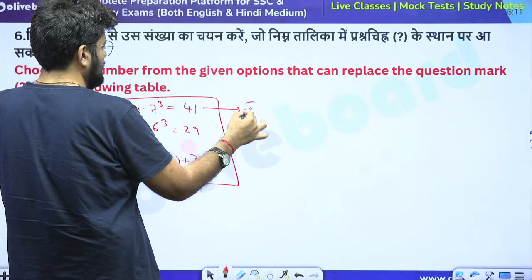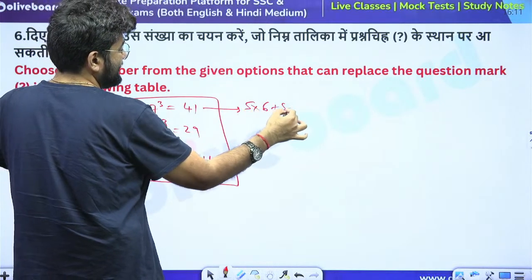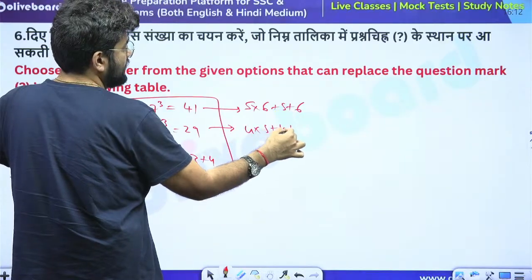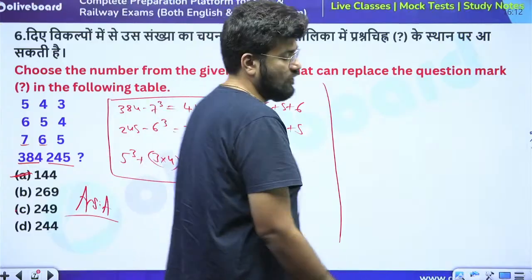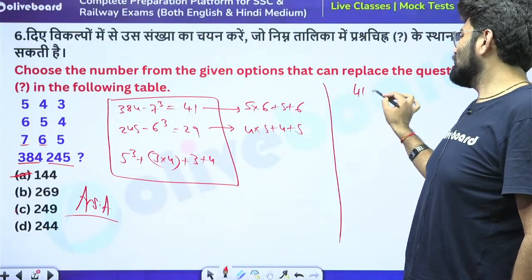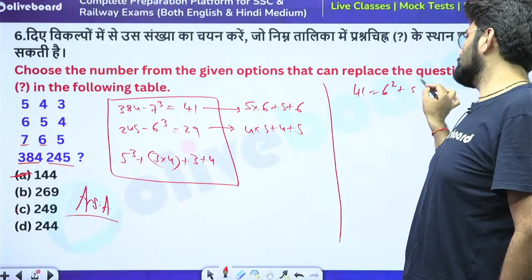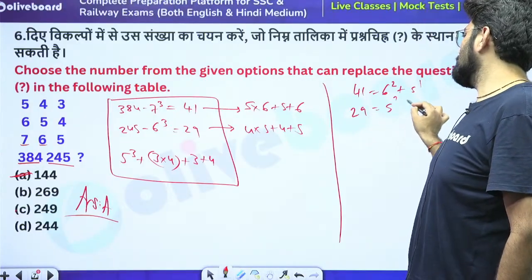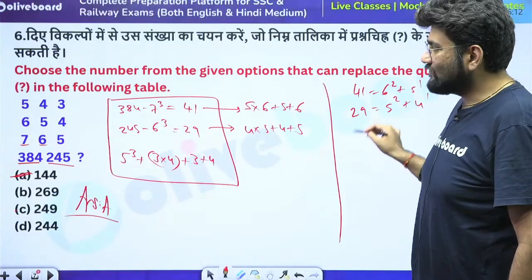41 is 5 into 6 plus 5 plus 6. This is 4 into 5 plus 4 plus 5. What exactly is happening? You might just think about this in the exam. But actually, 41 is also equal to 6 square plus 5 raised to power 1. 29 is also equal to 5 square plus 4 raised to power 1. So, what exactly is happening?